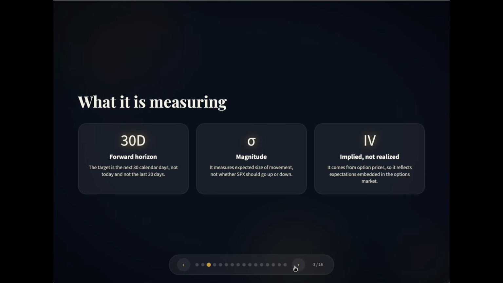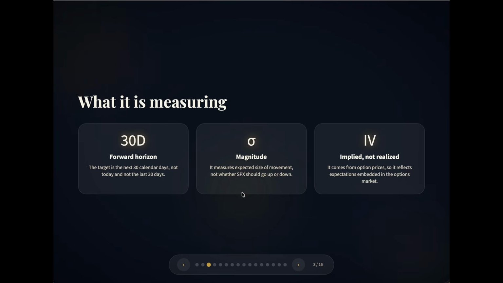So what is it actually measuring? It is measuring a 30-day forward horizon. So the target is the next 30 calendar days, not today and not the last 30 days. And it's measuring the magnitude of the expected movement for the S&P based on what options traders are pricing in for options. So it's not making a bet on direction, up or down. It's just basically showing how options traders are expressing their view on the magnitude of potential movement in the underlying, based on how they're pricing options.